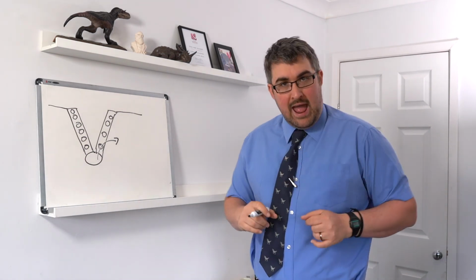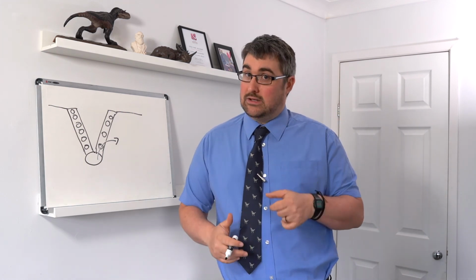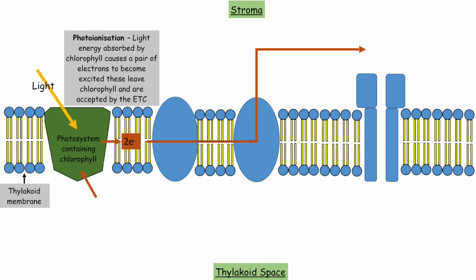Well, they go on to the next phase of this process, and this is probably where we're going to start cutting to that diagram so I can talk you through it. The next phase is what we call the electron transport chain, and this is where we've got a series of electron carriers. These are proteins embedded within the thylakoid membrane, and the electrons are passed between them.